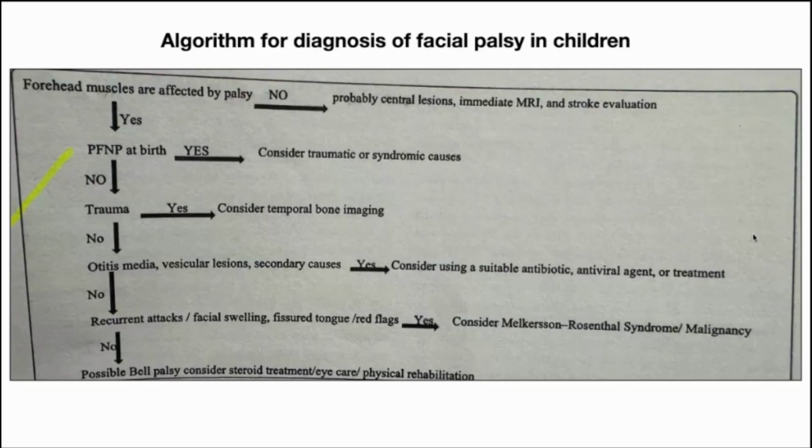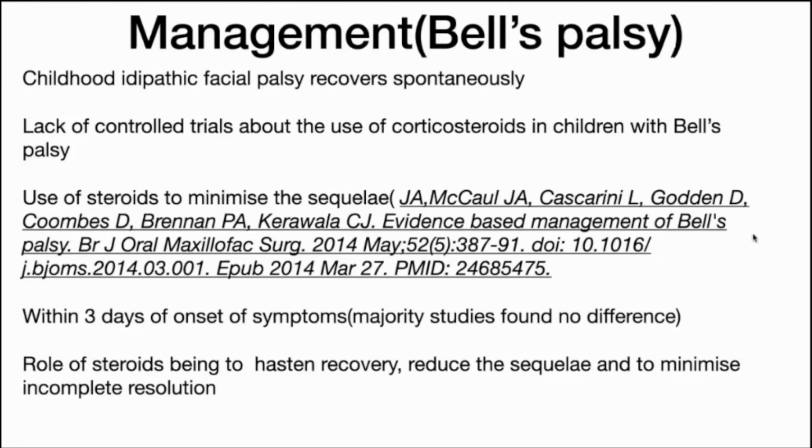If there is no otitis media, no vesicular lesions, and the child is having recurrent attacks with facial swelling and fissured tongue or any red flags, then consider Melkersson-Rosenthal syndrome, or malignancy. If no such history and examination is clear, then possibly it could be Bell's palsy. You would consider steroid treatment, eye care, and physical rehabilitation. Now coming on to the management part.